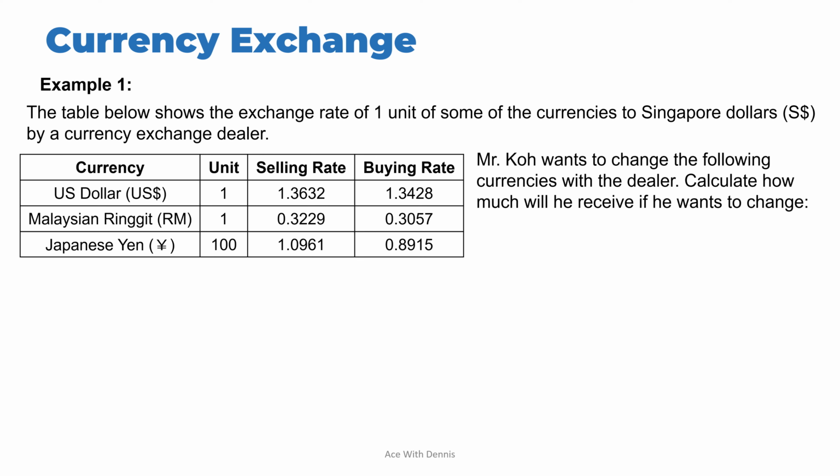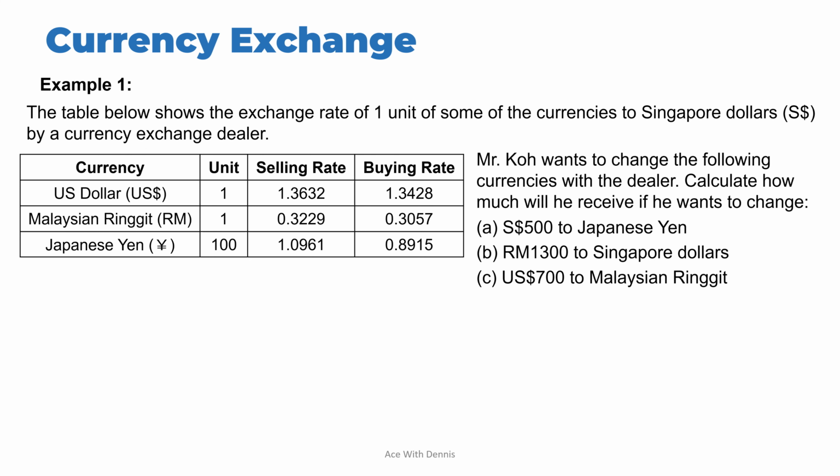Mr. Cole wants to change the following currencies with the dealer. Calculate how much he will receive if he wants to change A. Singapore dollars 500 to Japanese yen, B. Malaysian ringgit 1,300 to Singapore dollars, and C. US dollar 700 to Malaysian ringgit.